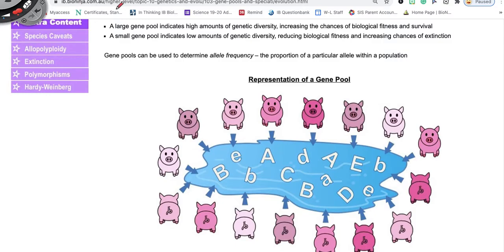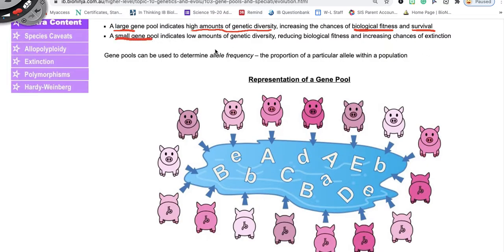We know that if there is a large gene pool, that means there are high amounts of genetic diversity, and that means there's a greater chance of survival for that population, or a greater chance of biological fitness. Remember, biological fitness is just the ability for that population to reproduce. The more genetic diversity there is, the safer that population is, because there's less chance for that population to be wiped out due to any type of environmental pressure.